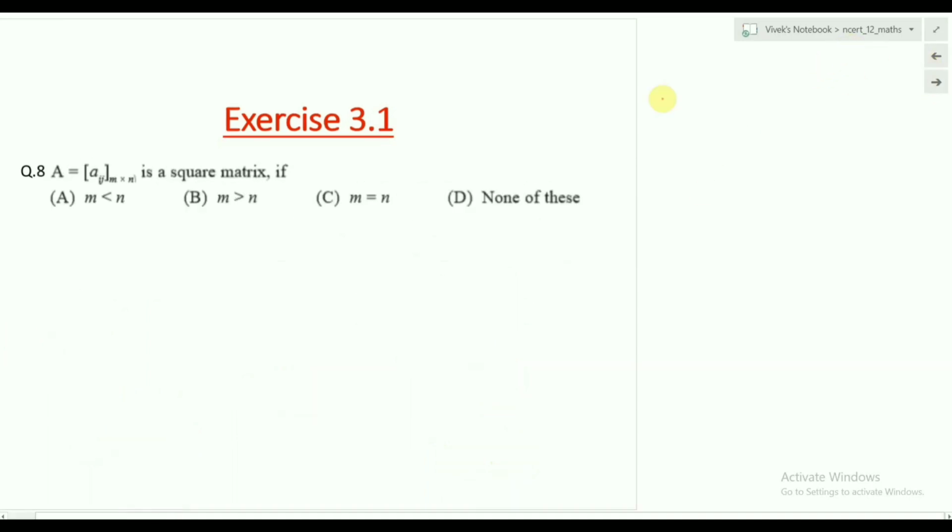Next, 8.1. What they are saying? A equal to Aij, M cross N is a square matrix. When it will be a square matrix? For the square matrix, number of rows and number of columns should be equal. It means M should be equal to N. C part will be your answer.